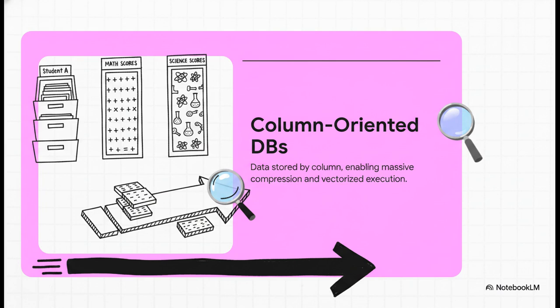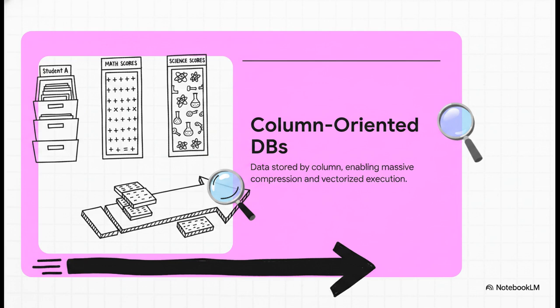A traditional row store gives each student their own cabinet. But a column store puts all the math scores in one cabinet and all the science scores in another. The data is physically stored by column on the disk itself. This setup is a massive game changer because it enables extreme compression techniques like run-length encoding.